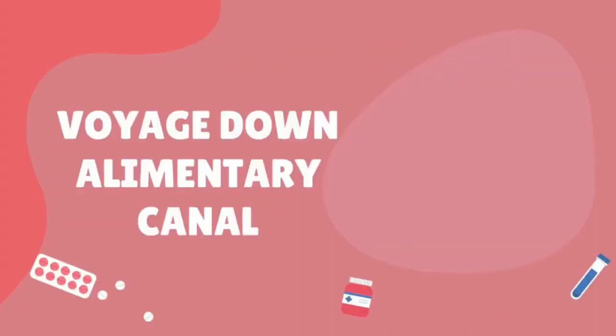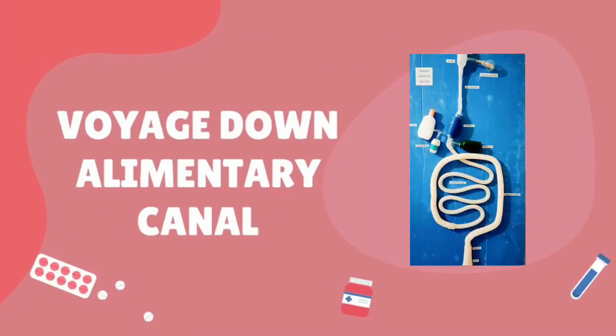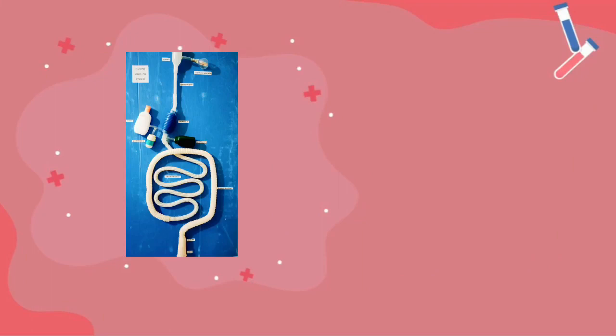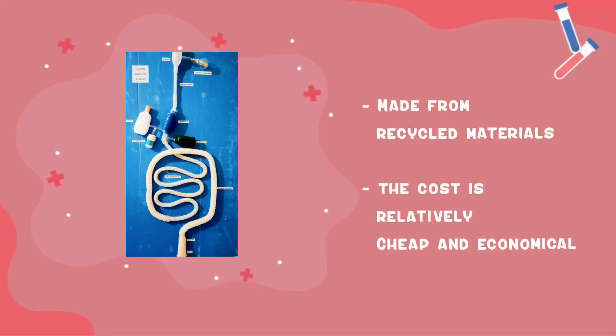So, the title of this project is Voyage down Alimentary Canal, where we made a model that shows the digestive system. The most important thing is that this model is made from recycled materials. Therefore, the cost is relatively cheap and economical.